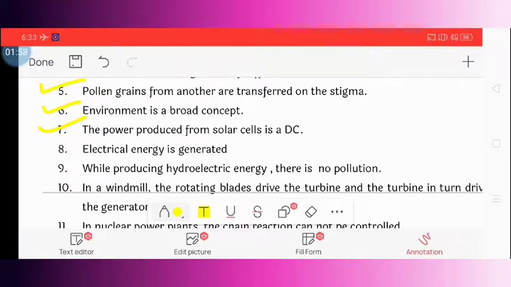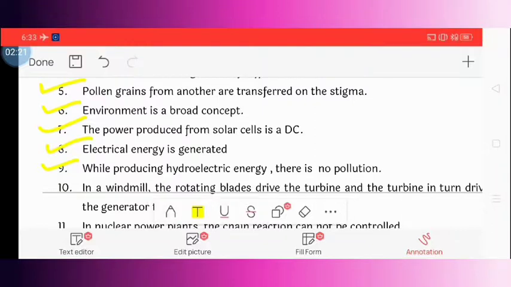Question number 8, electrical energy is generated. So this is also true. Electric energy is generated. Question number 9, while producing hydroelectric energy, there is no pollution. So this statement is also true because while producing hydroelectric energy, there is no pollution.